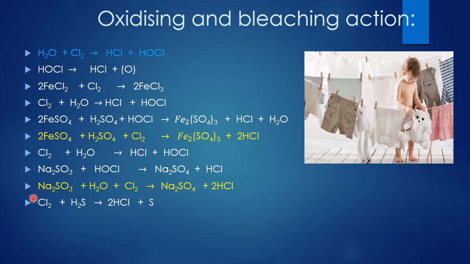The next reaction we have already studied under the affinity of hydrogen. Chlorine has a greater affinity towards compounds having hydrogen. When chlorine reacts with hydrogen sulfide, it takes away the hydrogen so that HCl will be formed, and sulfur will come out. So these are the reactions which prove the oxidizing as well as the bleaching action of chlorine.